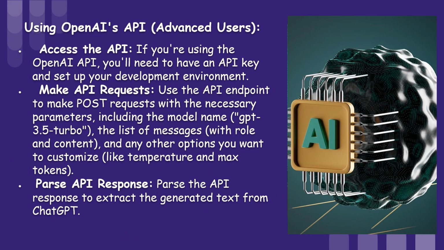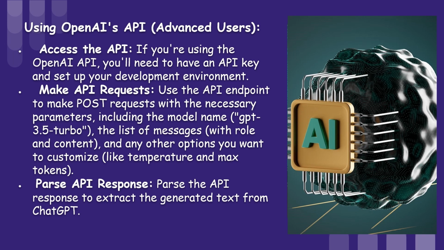Using OpenAI's API, for advanced users. Access the API. If you're using the OpenAI API, you'll need to have an API key and set up your development environment. Make API requests. Use the API endpoint to make POST requests with the necessary parameters, including the model name, GPT-3.5 Turbo, the list of messages, with role and content, and any other options you want to customize, like temperature and max tokens.